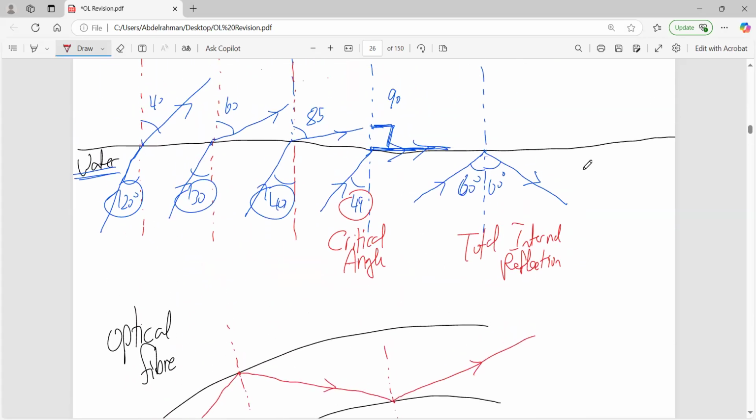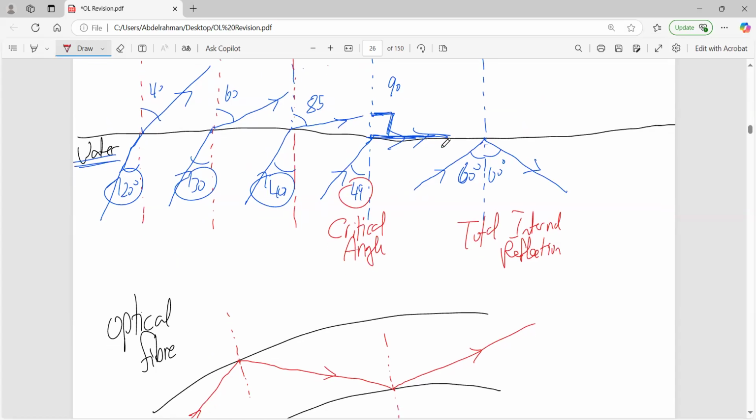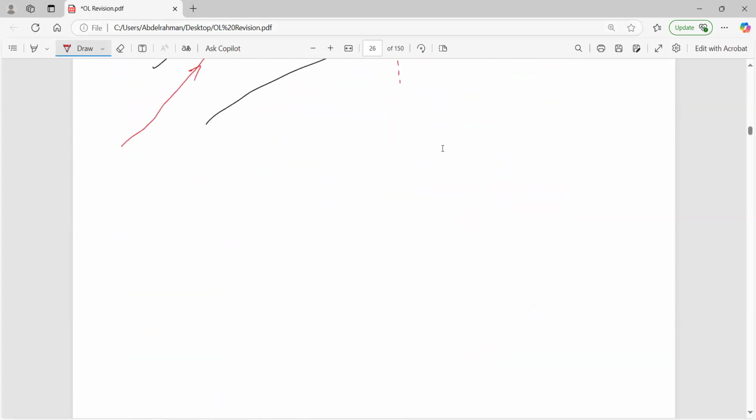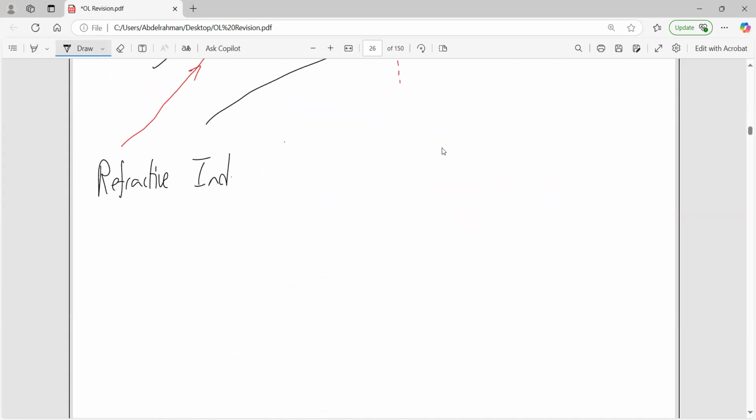How can you measure these angles? Oh, not measure, how can you calculate these angles? 20, 40, 30, and 60. I just wrote down any numbers. Are these accurate numbers? No, they're not accurate. How can we find these accurate numbers? Using the refractive index. What's the refractive index? It's a ratio of the speed of light in air to the speed of light in a medium.